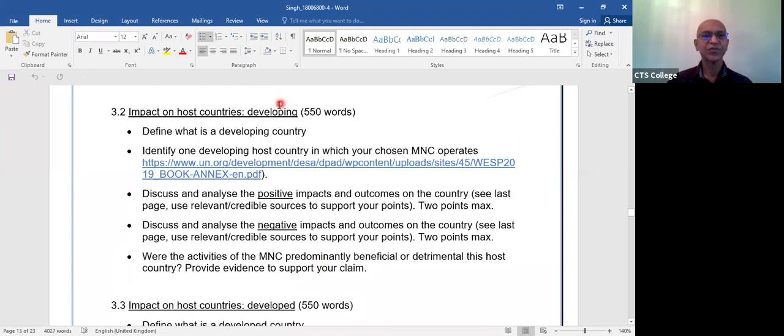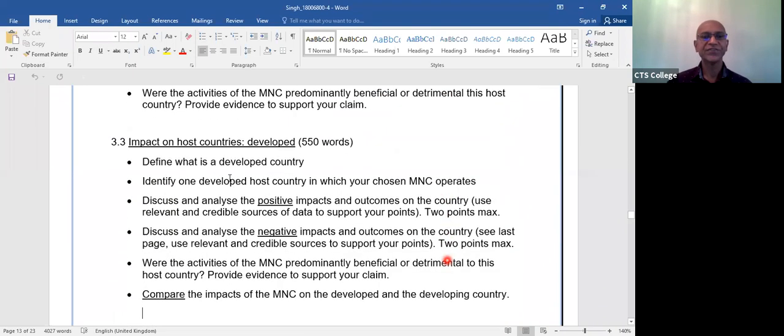So coming back to the second subsection, discuss the impact on one developing country. Choose from this list any two positive impacts, any two negative impacts at max. And you should see whether the outcome on this developing country has been predominantly beneficial or predominantly detrimental. This can be discussed by trying to quantify the benefits and quantify the detriments.